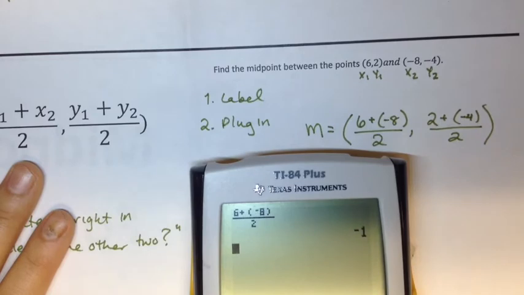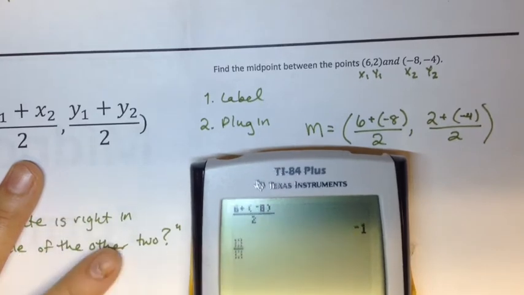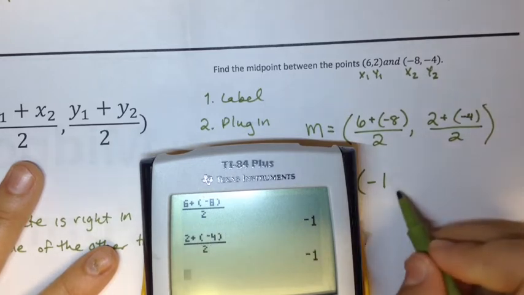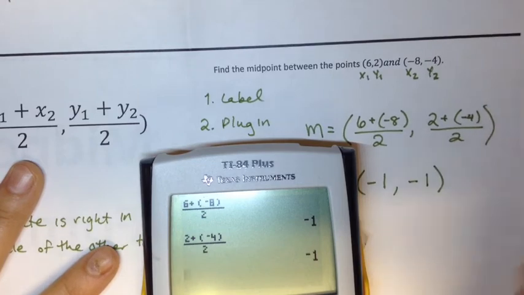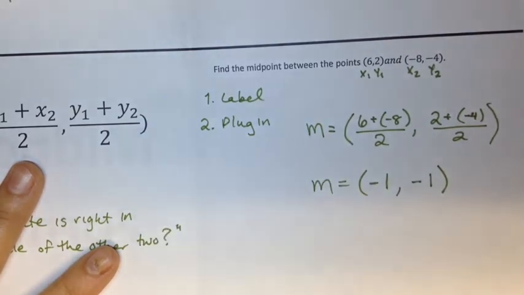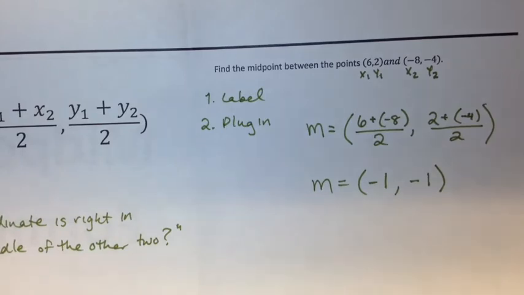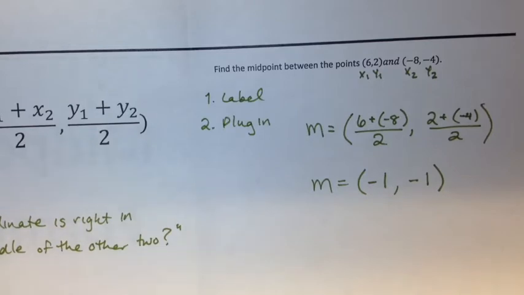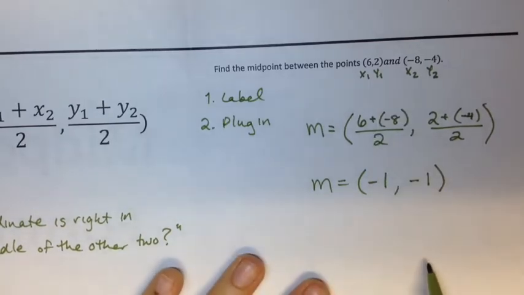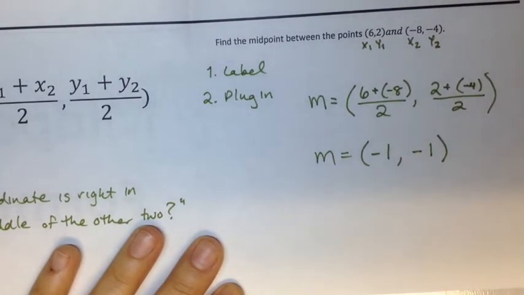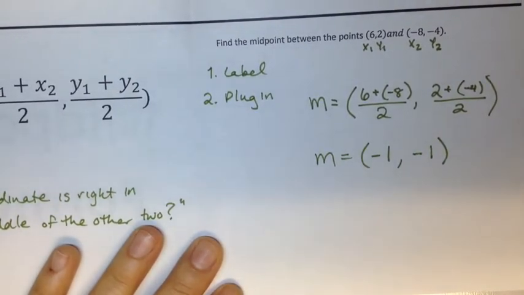Then we do the y-coordinate. Fancy fraction, this is 2 plus negative 4 divided by 2, which happens to also give me negative 1. So we would say that the midpoint between these two coordinates on a coordinate grid is the average of those, which is (-1, -1). If we graphed it, we'd have the coordinates (6, 2) and (-8, -4), and this point right here, (-1, -1), would be right in the middle of those two points.